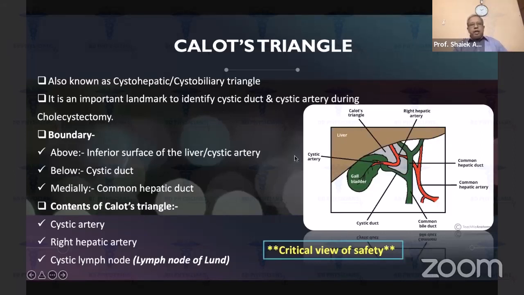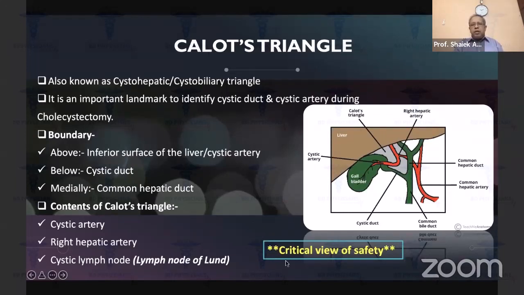The boundary: above is the inferior surface of the liver, below is the cystic duct, and medially the common hepatic duct. The contents of Calot's triangle are the cystic artery, right hepatic artery, and the cystic lymph node, which is called the lymph node of Lund. These are very important landmarks during surgery. We identify the lymph node and it indicates that there are vessels below it. And nowadays, a very important thing is the critical view of safety.